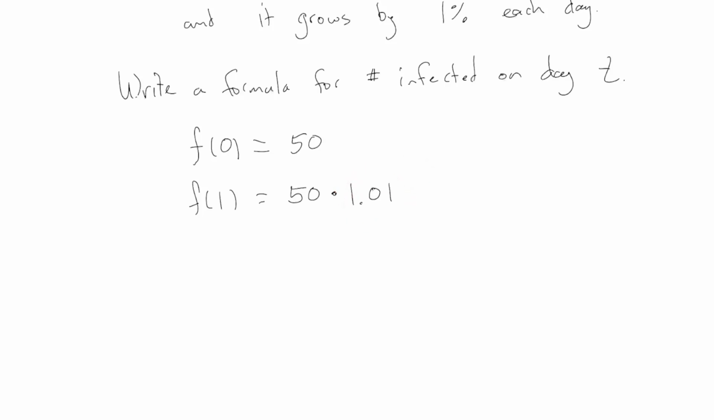All right, so that, whatever that is, actually this is not so hard to do without a calculator. This would be 50.5, which is 50,500 people, if we're doing this in thousands. Oh, what about the next day?